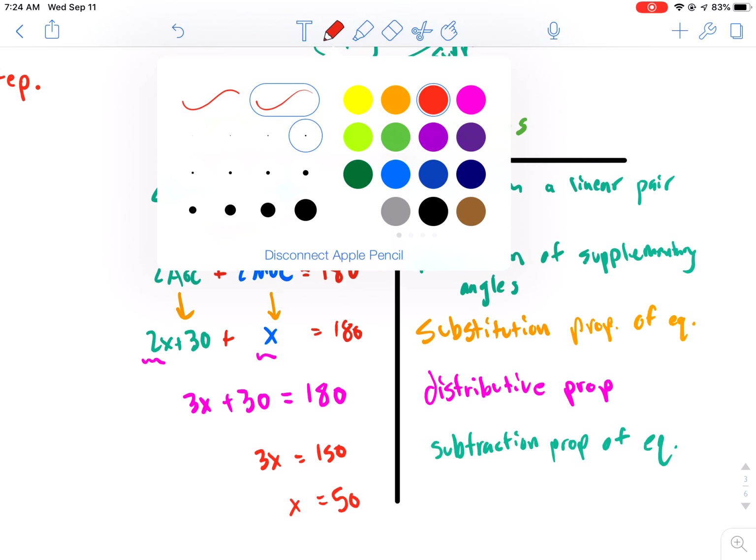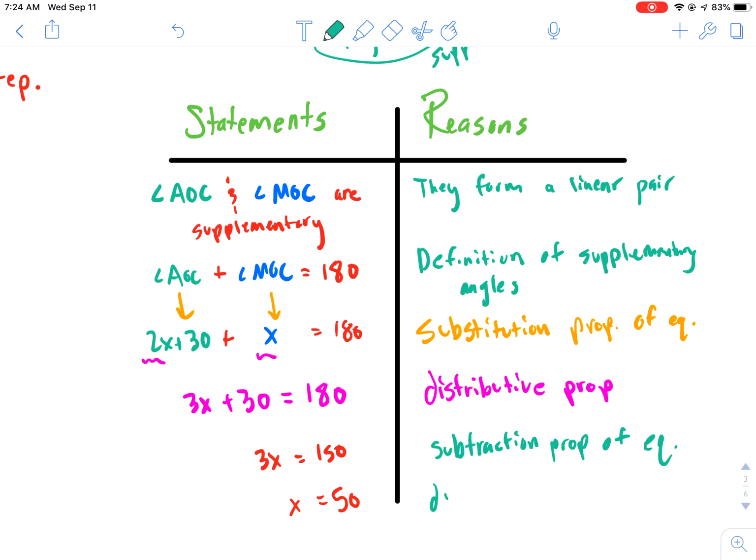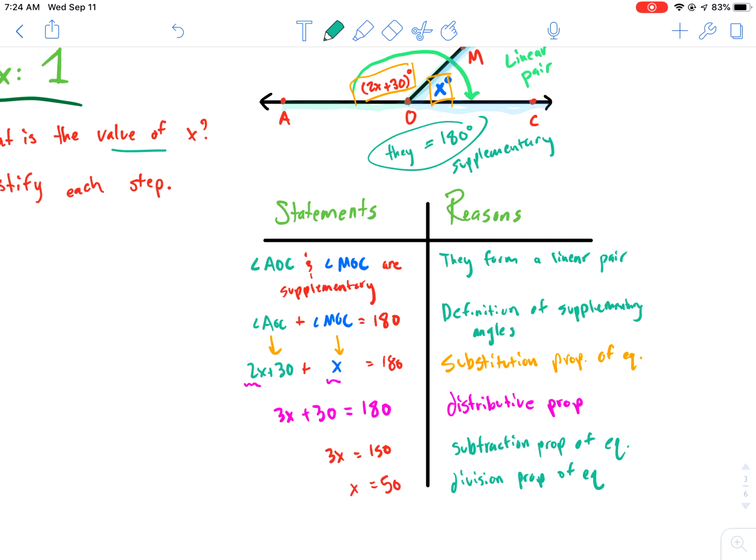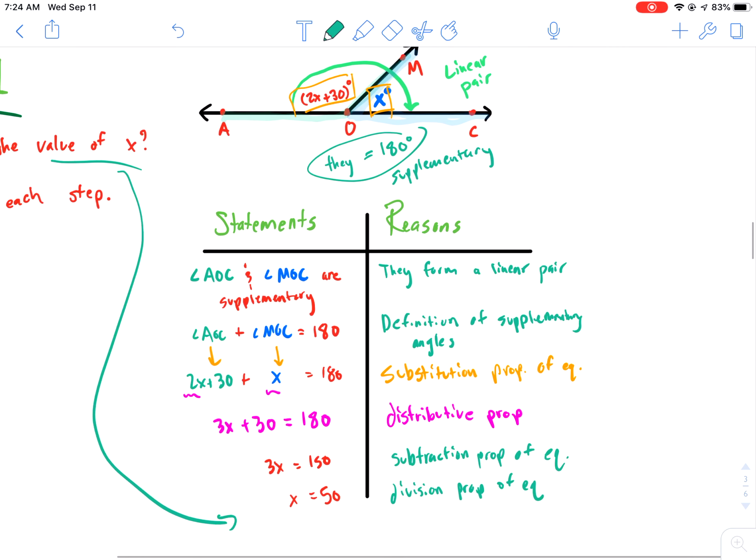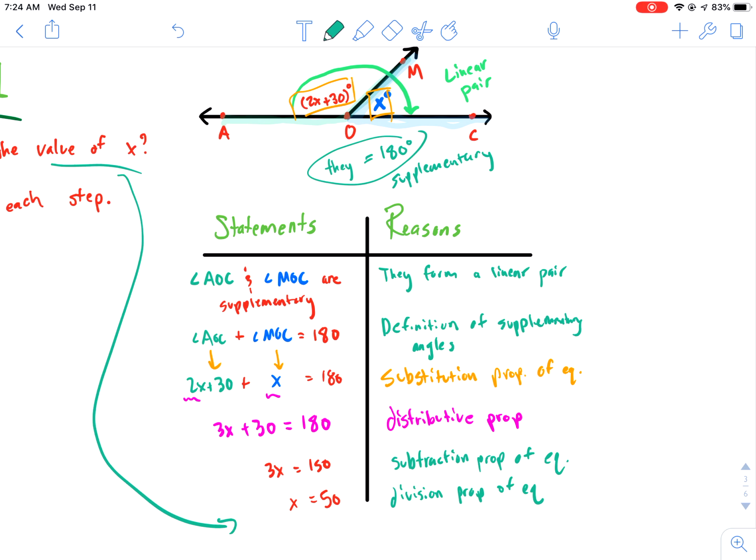What is this property? Obviously, it is the division property of equality. As you can see, our goal was to find x. What is the value of x? We're asked to prove that. That's our final step. We didn't have any givens in this case. We had to do some front legwork to establish what this problem was about, but now we are done.